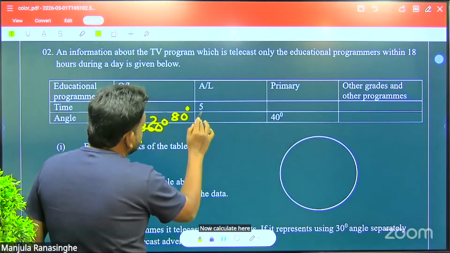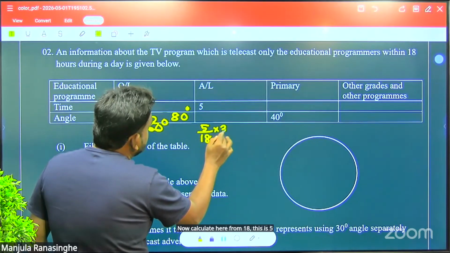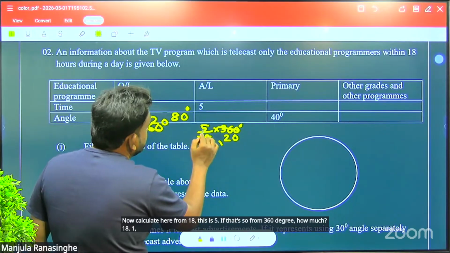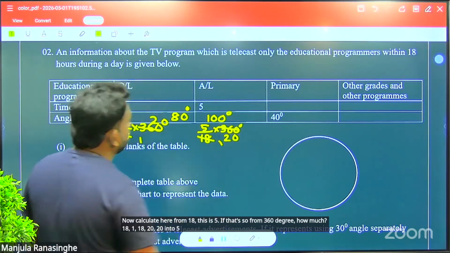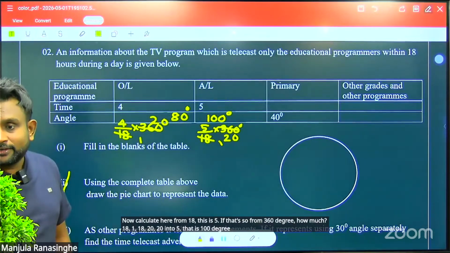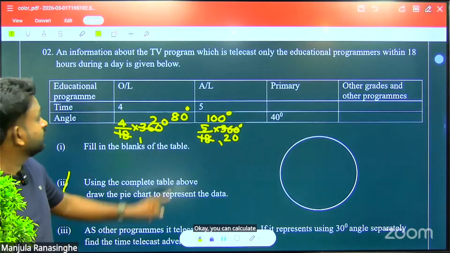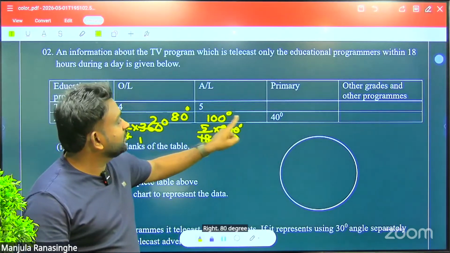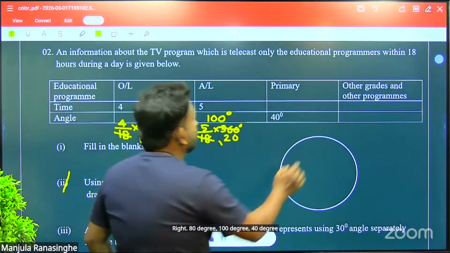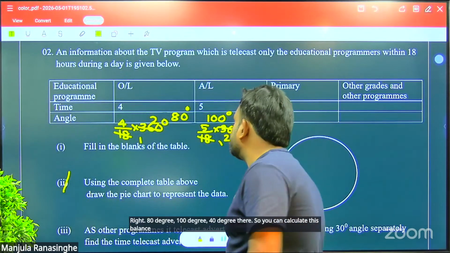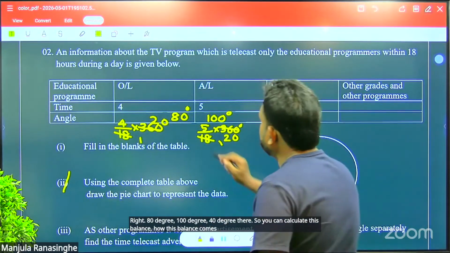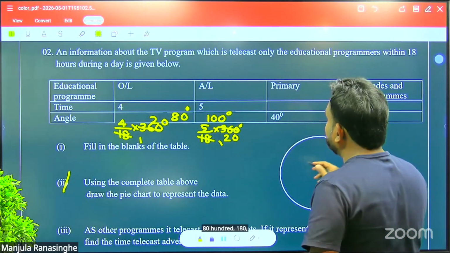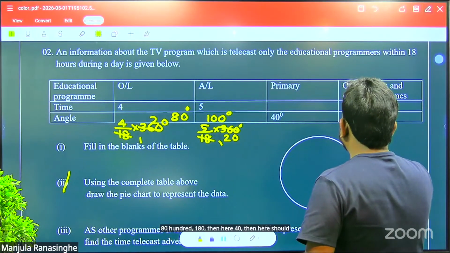Now calculate here. From 18, this is 5. If that's so, from 360 degrees, how much? 18 times 20, 20 times 5, that is 100 degrees. Okay, you can calculate here, right? 80 degrees, 100 degrees, 40 degrees they are. So you can calculate this balance. How does this balance come? Right, 80 plus 100 is 180, then here 40, then here should be 140.